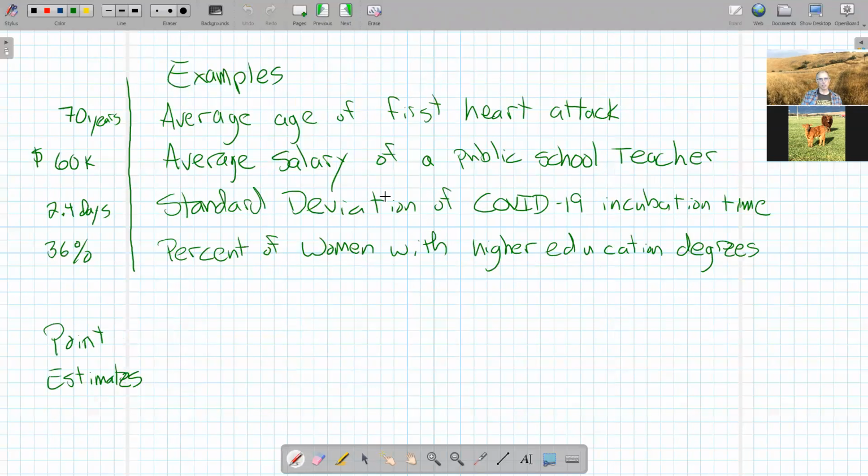Some examples of this. Average age of first heart attack: for men, it's about 65, and for women, it's about 70.